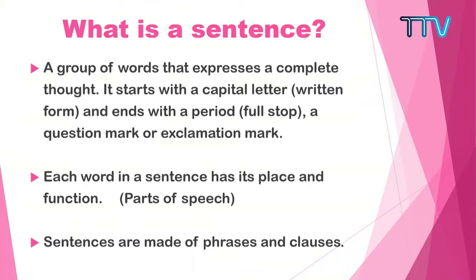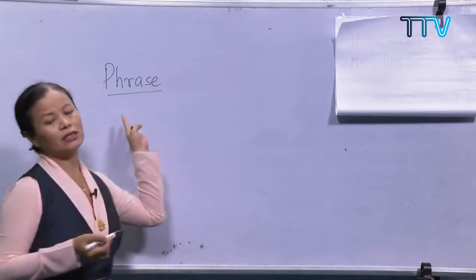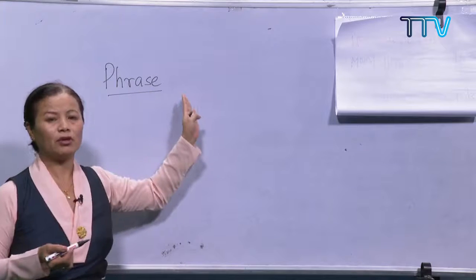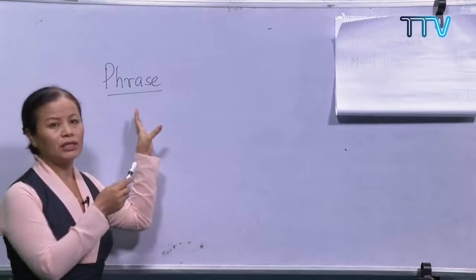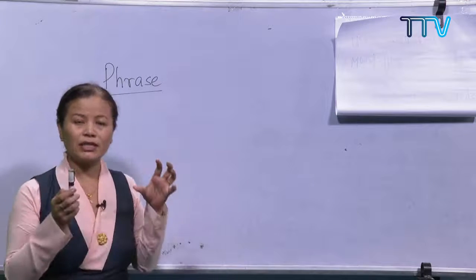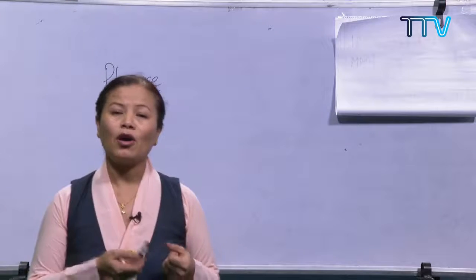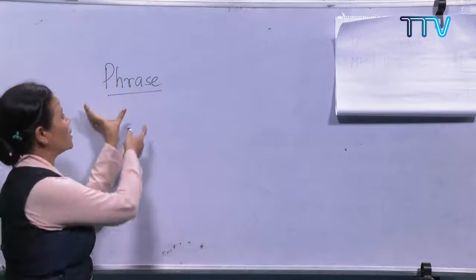Okay. And sentences are made of phrases and clauses. You might have heard about phrases. I assume students of class 6 might have heard about phrases. I don't know if they have heard about clauses or not, but phrases you might have heard, right? We will go into a little more detail about phrases, because this is a very important part of a sentence. We learned yesterday that sentences are made up of parts of speech, but we also have to know that phrases make sentences.